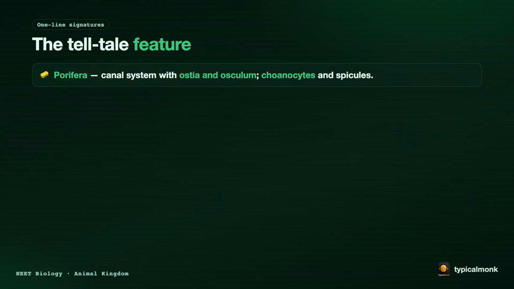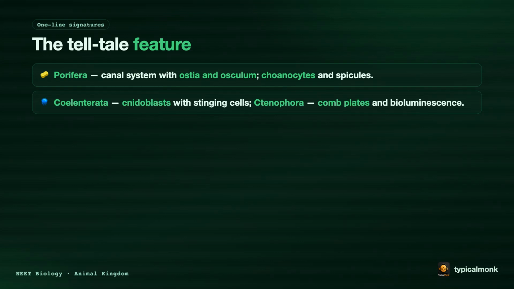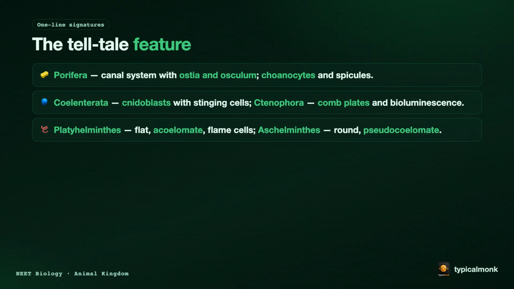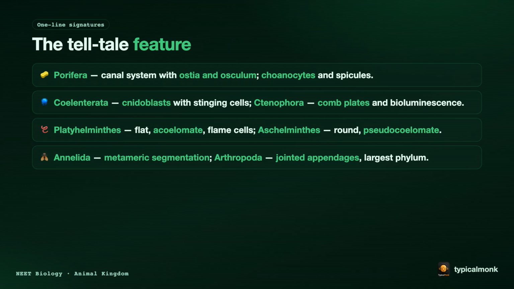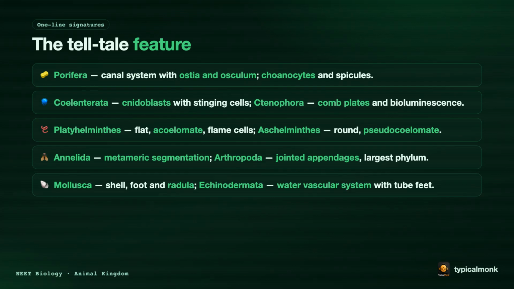Now one line of identity for each phylum. For fast recall: Porifera, a canal system with ostia and osculum, choanocytes and spicules. Coelenterata, stinging cnidoblasts, and Ctenophora, comb plates and bioluminescence. Platyhelminthes, flat, acoelomate with flame cells, and Aschelminthes, round and pseudocoelomate. Annelida, metameric segmentation, and Arthropoda, jointed appendages, the largest phylum. Mollusca, shell, foot, and radula, and Echinodermata, a water vascular system with tube feet.